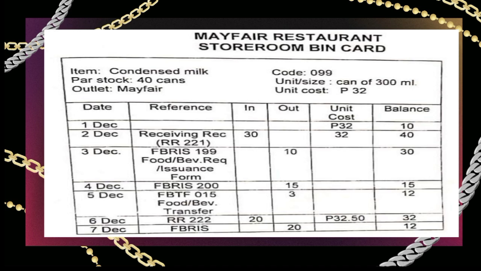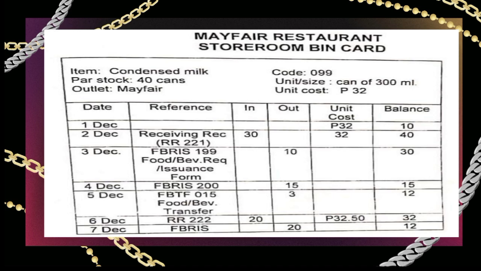Then, in the card, record all incoming and outgoing stocks. Under the column marked In, enter the quantity of stock that gets into the storeroom by way of purchases, and in the column Out, indicate the quantity that goes out through issues, transfers, and spoilage. The reference stated in the card refers to the title and serial number of the document that serves as evidence of the transaction, like FBRIS 200, the abbreviated name for food and beverage requisitions and issuance.